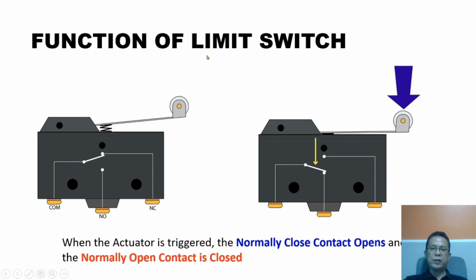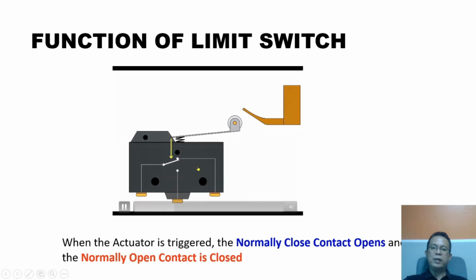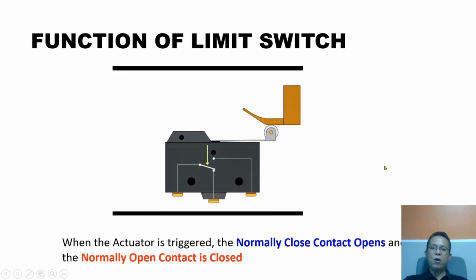Here, we should know the function of the limit switch. When the actuator is triggered, the normally closed contacts open and the normally open contact is closed. So let us simulate to see how the normally closed contact opens. In here, it comes from normally closed, then it opens the contact and it halts the system.